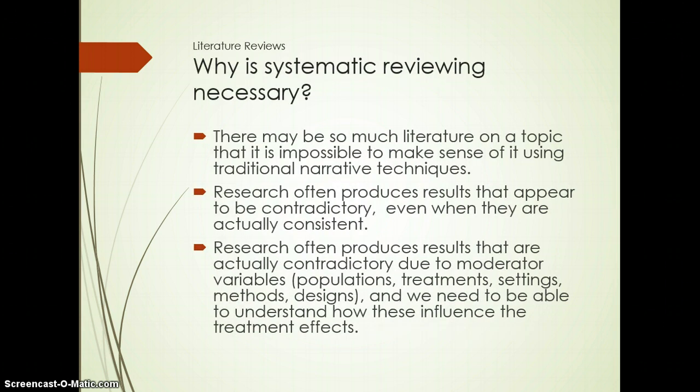So why are systematic reviews so necessary, so important? There may be so much literature on a topic that it's very difficult to use the traditional narrative techniques. Oftentimes in research we might see results that appear to be contradictory when in fact they are consistent. There have been several well-known papers published that say that people think that data lie or are misleading, but if you're able to go through a systematic process, you're able to find out the basic underlying storyline to a set of data and find out sometimes that there actually is more consistency than what you originally thought. It oftentimes is true that research produces results that actually are contradictory.